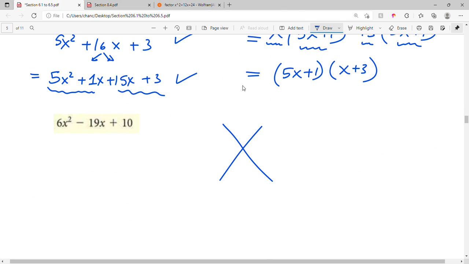We have a leading coefficient again, and so we're going to jump straight to the AC method. We're going to take the 6 and the 10 and multiply together. That's the number that goes on the top. The number on the bottom is a negative 19. Again, we use the AC method because there's a leading coefficient that is not a 1. And so what two numbers multiply to get 60 but add up to get negative 19? The two numbers are negative 15 and negative 4.